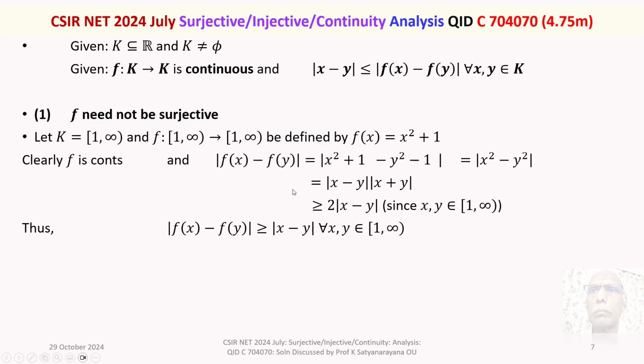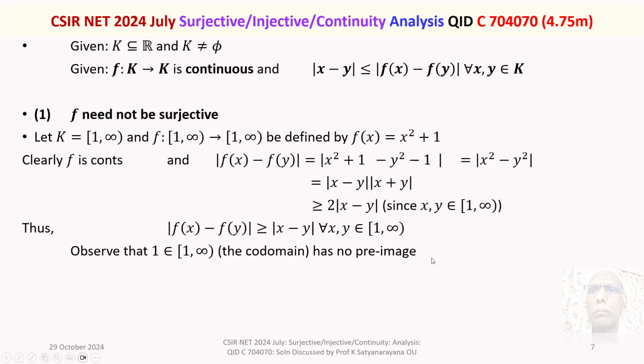So is f surjective? That is the question. We look for the pre-image of 1. Observe that 1 belongs to the semi-closed interval 1 to infinity in the codomain, and this has no pre-image in the domain.